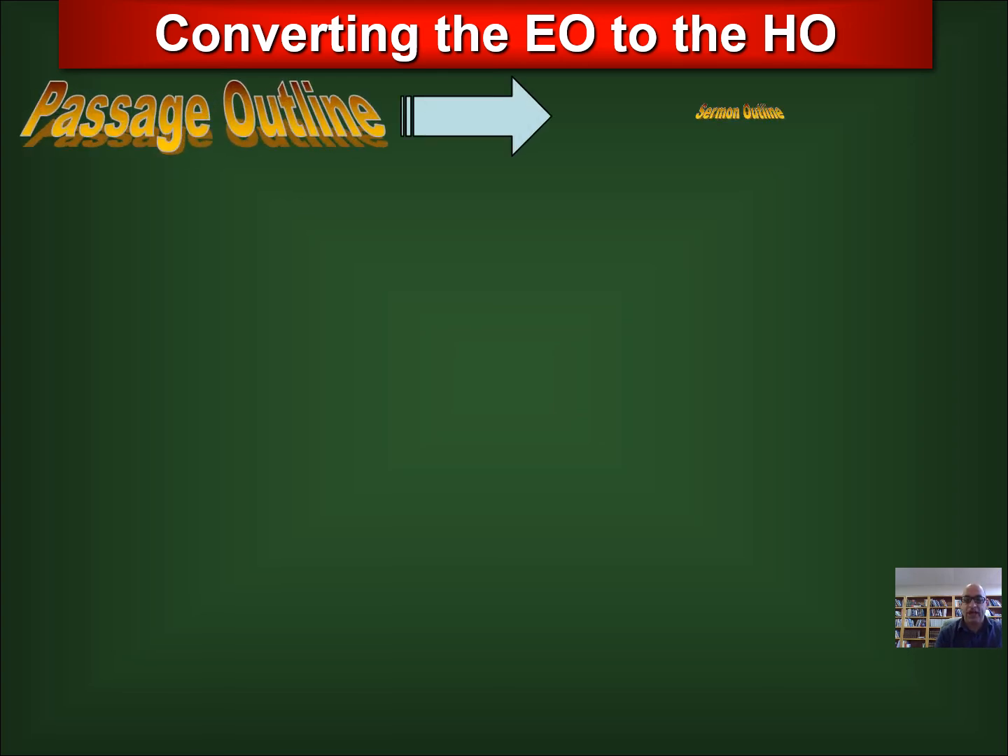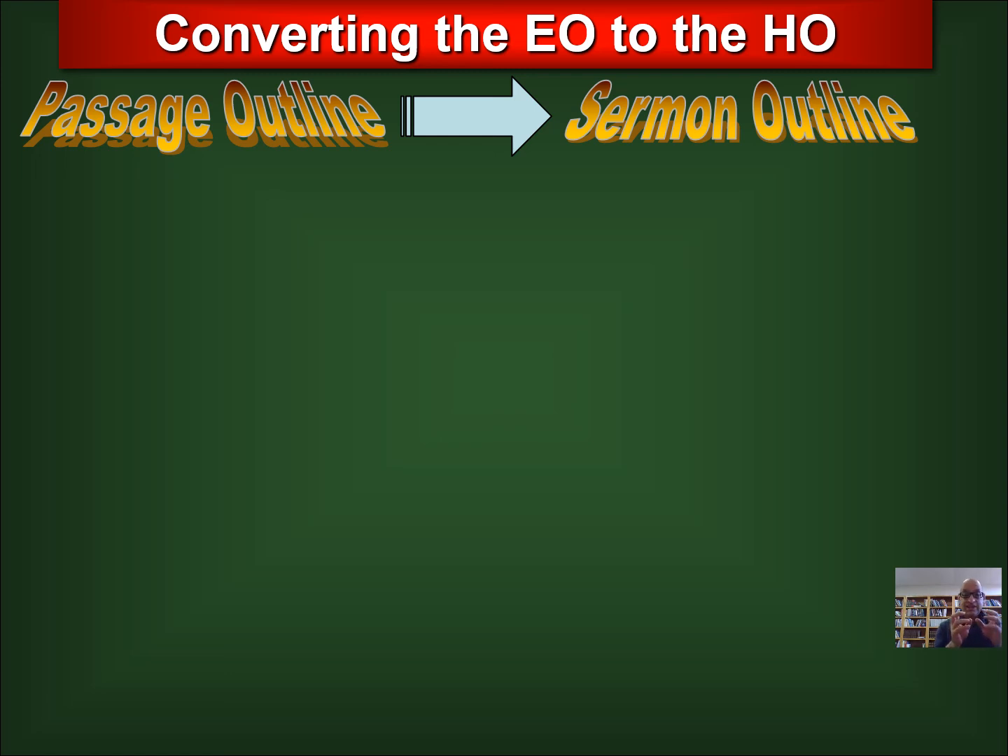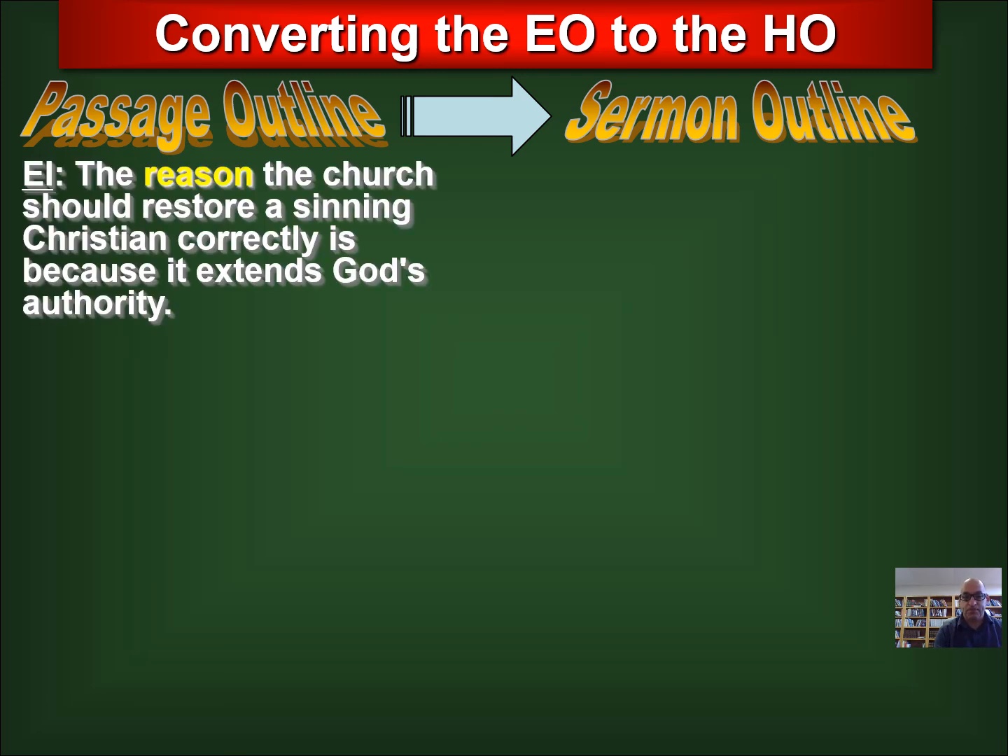So you move from passage outline to your sermon outline. Your sermon outline is the presentation that is going to take shape for Sunday. It's how you're going to present. It's the structure. It's your transitional points. It also incorporates your illustrations and your applications.